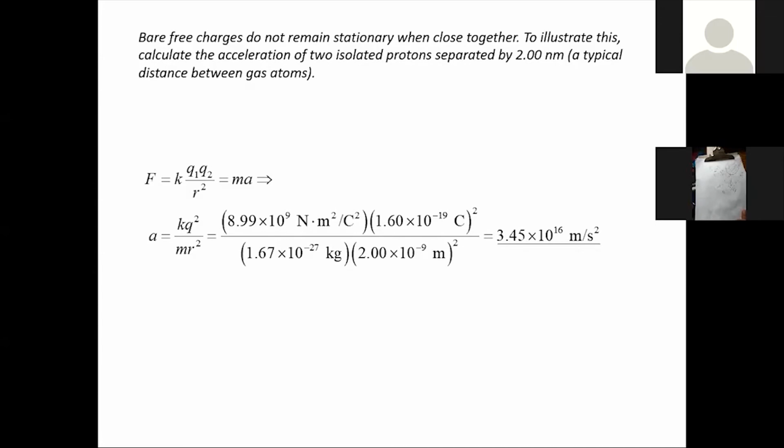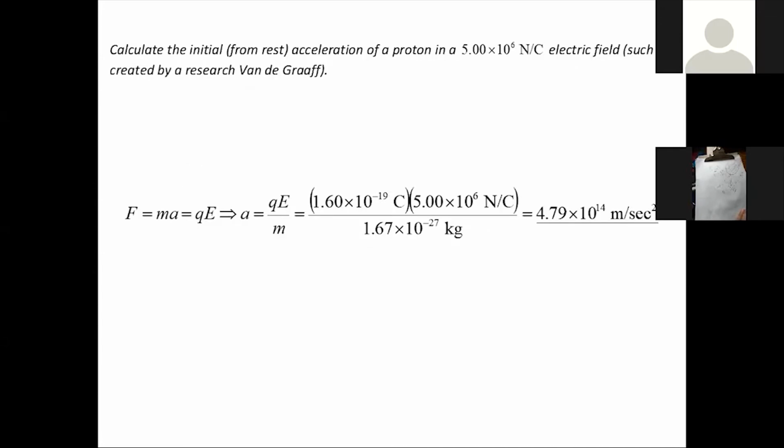So, calculate the initial acceleration of the proton in an electric field such as created by a Van de Graaff. Okay, let's find the initial acceleration of the proton.